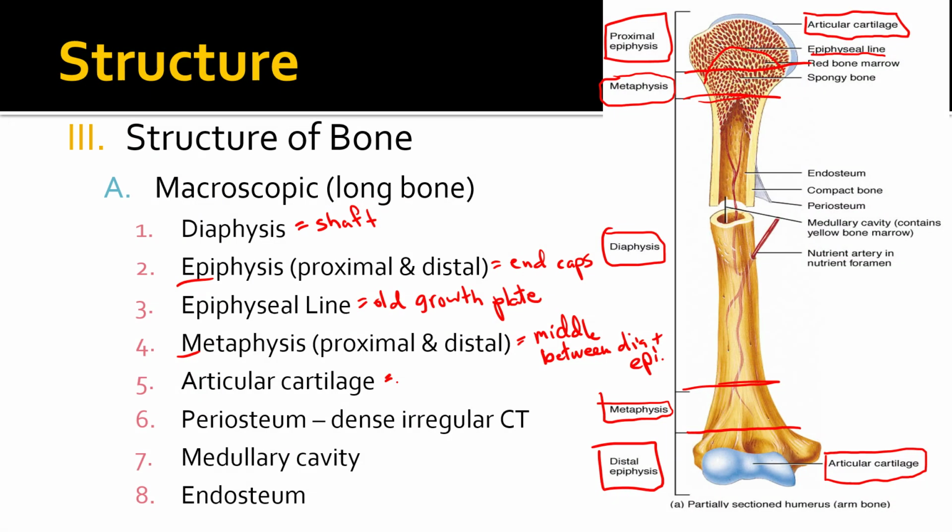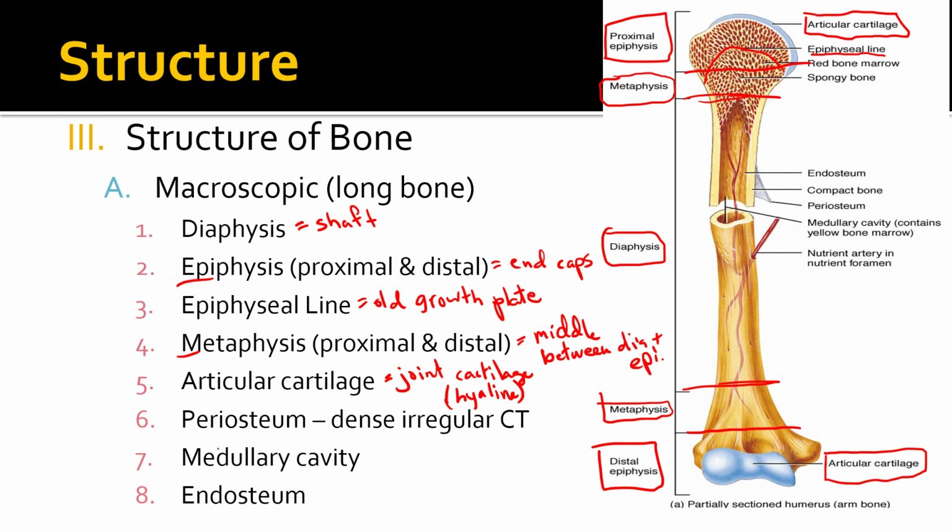So articular cartilage, we're just going to call this the joint cartilage, because that's what it is. And in parentheses, I'm going to write in hyaline, because that's the type of cartilage it is. So anyway, the articular cartilage is what wears down when you get arthritis, and it kind of like pads your bone and reduces the friction in the bone.